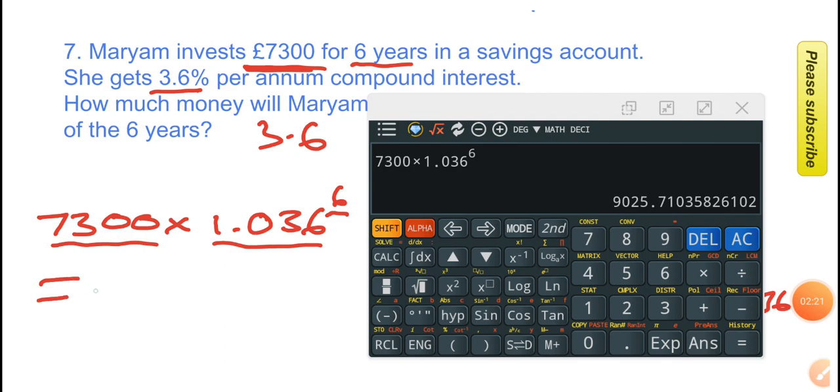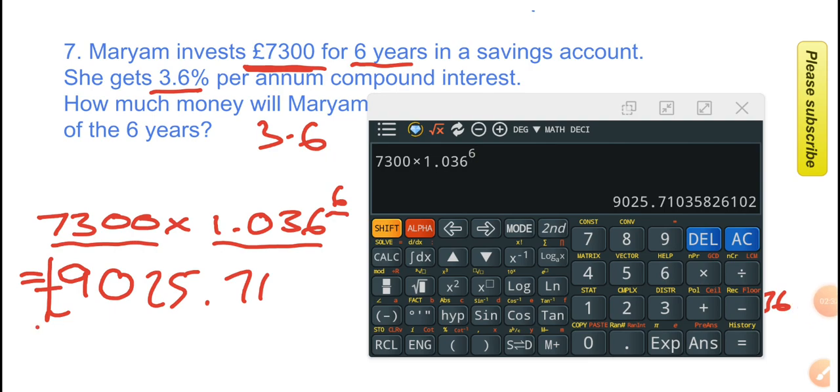So we can write that down now. £9,025 and 71 pence. And don't forget the units at the beginning. It's always important to make sure you write down the units.